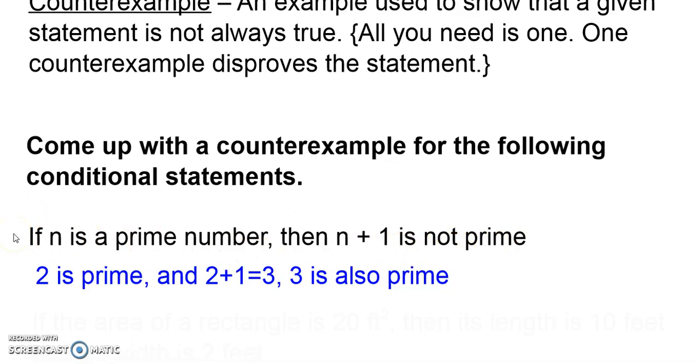If you're saying a conditional statement, even though we came up with some funny examples, a conditional statement should be written like fact. So if we're saying if n is a prime number, then n plus 1 is not prime, that should always work. And once we find the counterexample, then we're showing that this is not a true statement. Every prime number cannot add 1 and get a non-prime number.